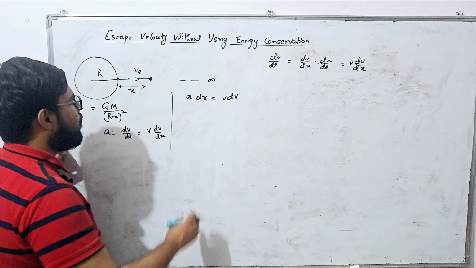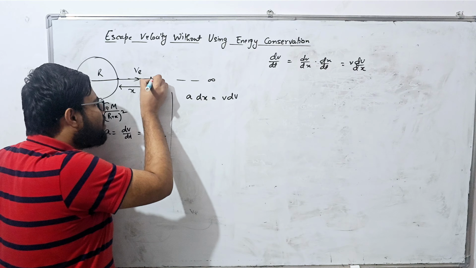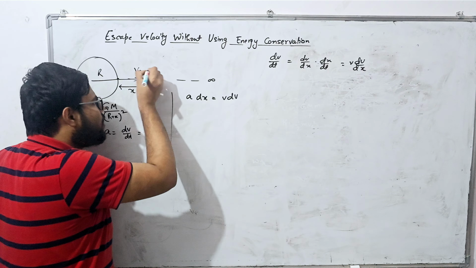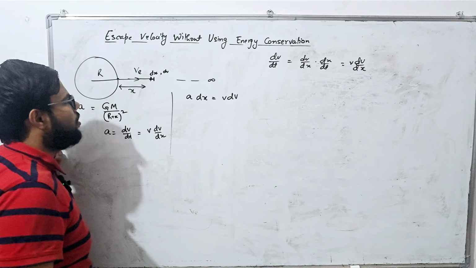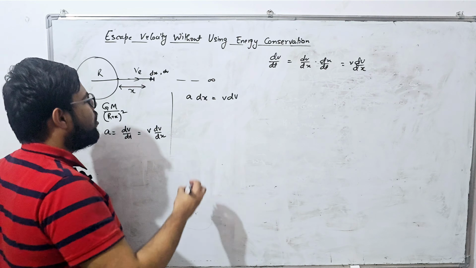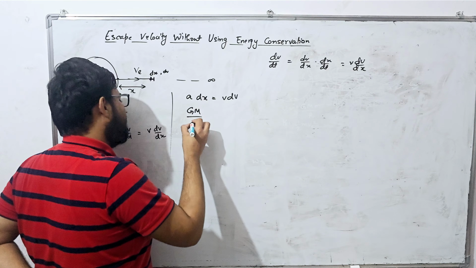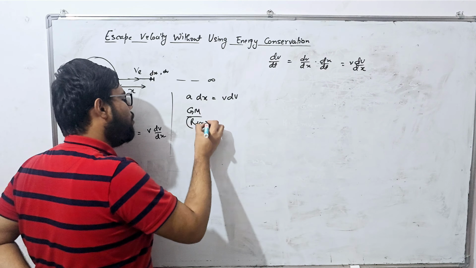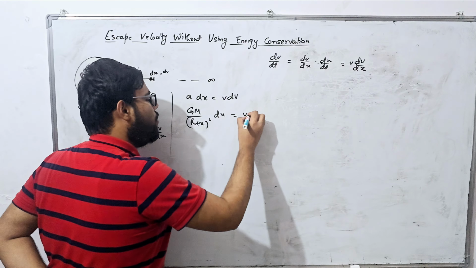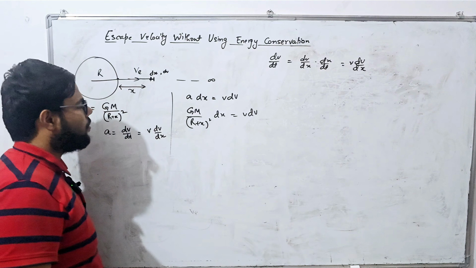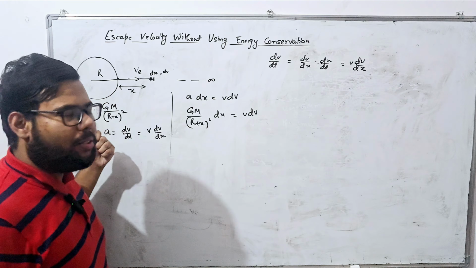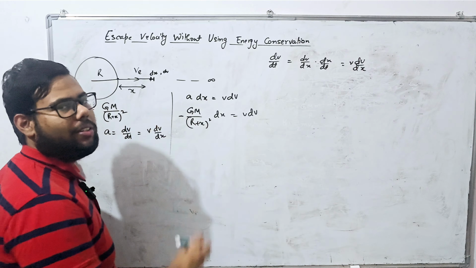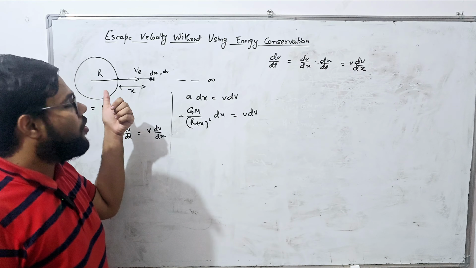Now let's substitute this value. Well, what is dx? dx is this small distance, and its velocity in this range. So we get GM by (r plus x) whole square dx is equal to v dv, correct? Okay. But notice one thing, that in this case there will be retardation, so that is why we have to put a negative sign over here also. Why? Because there is retardation.